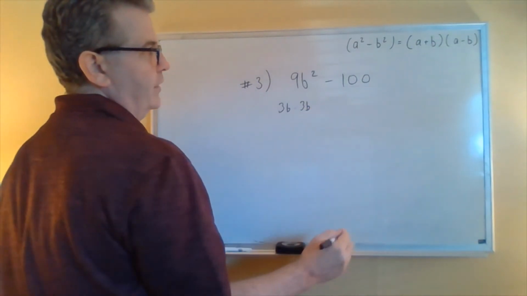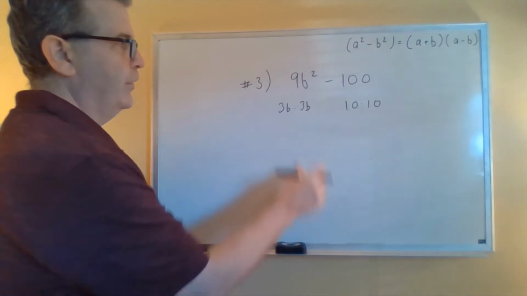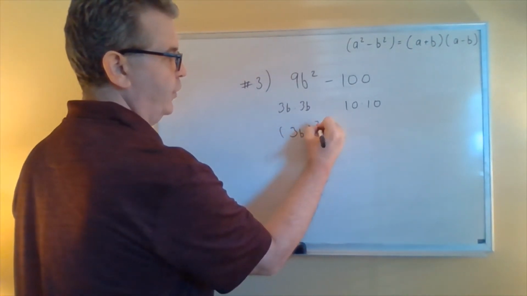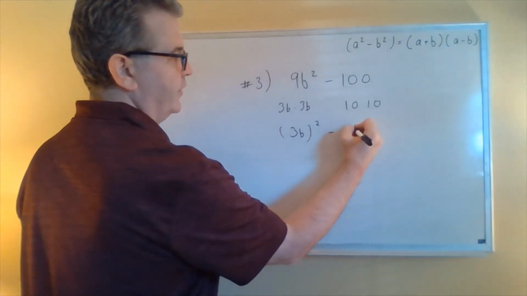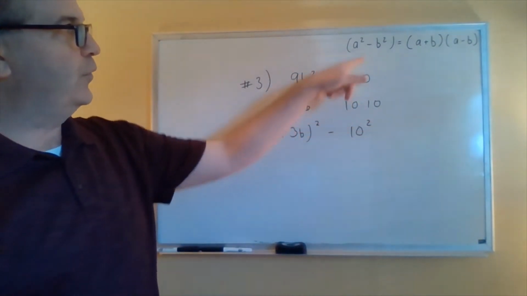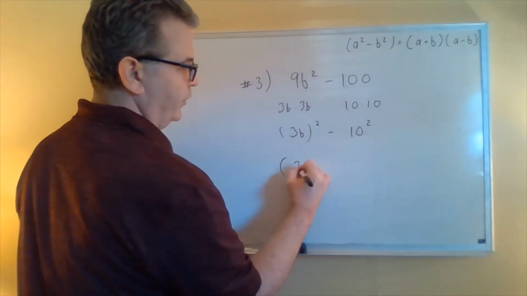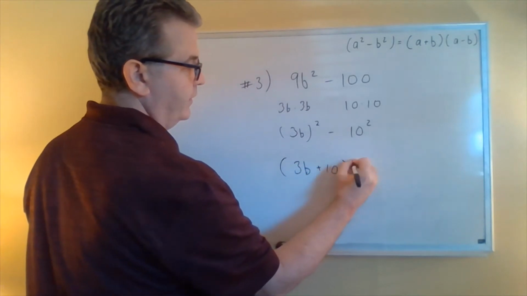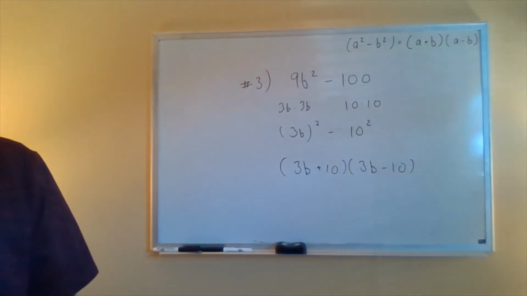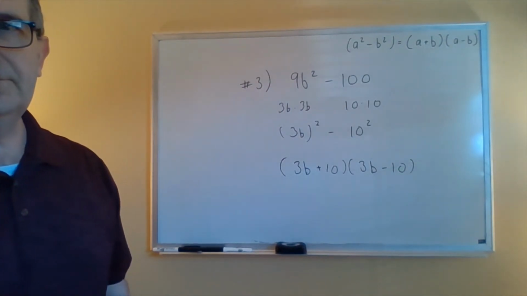Now let's just look at 100. Is that a perfect square? Yes, it is. That is 10 times 10. So if we wanted to rewrite this, we could rewrite it as 3b squared minus 10 squared. So now we have a perfect square minus a perfect square. We match our rule up there again. So our answer would be 3b plus 10, 3b minus 10. Okay, and that would be our answer for number 3. So let's take a look at number 4.